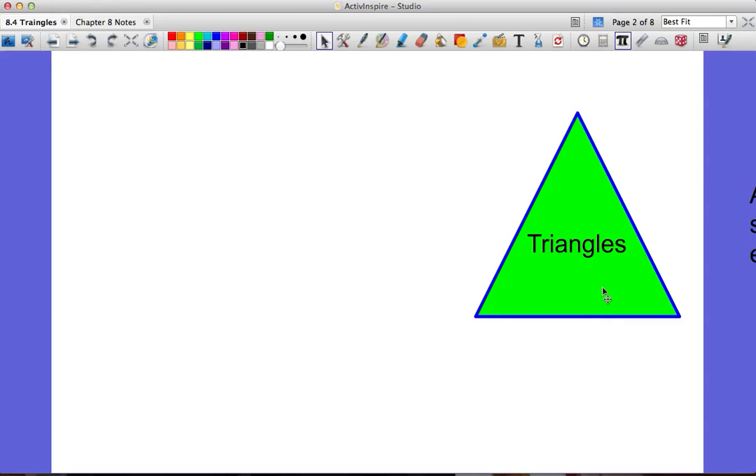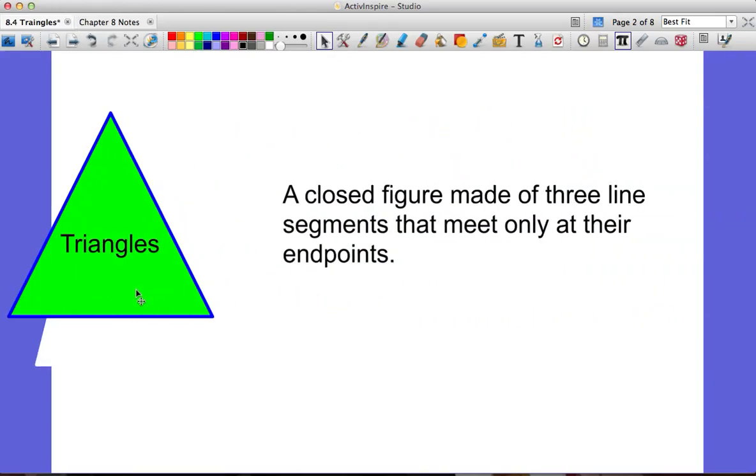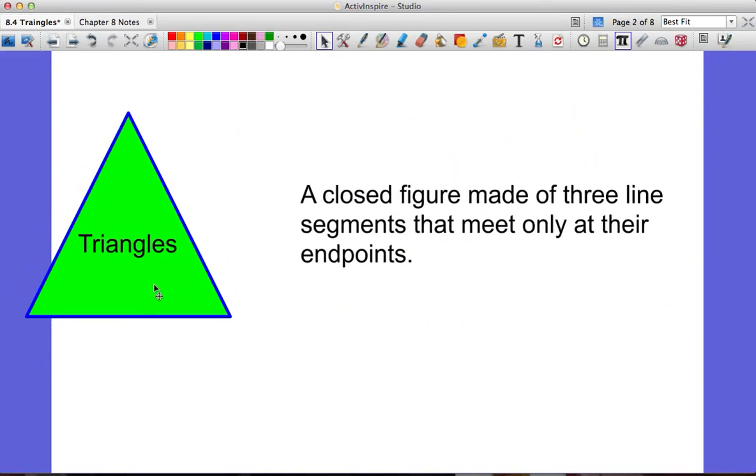First, we have to know what a triangle is. A triangle is a closed figure made of 3 line segments that meet only at their endpoints. You can use this triangle as your example. It has 3 line segments, and they only meet at each of the endpoints, here, here, and here.